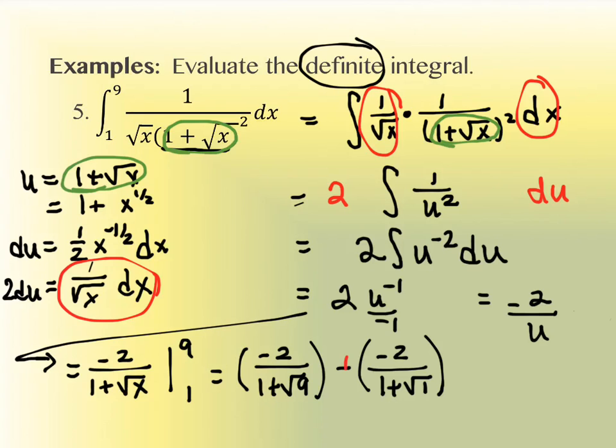Well, I think that this negative and that negative will cancel anyway. What's the square root of 9? Plus 1? 4. So this is negative 2 over 4 plus, I have a 2. Square root of 1 is 1. Plus 1 is 2. So this is 2 over 2. So I actually have negative 1/2 plus the number 1 for a grand total of 1/2.